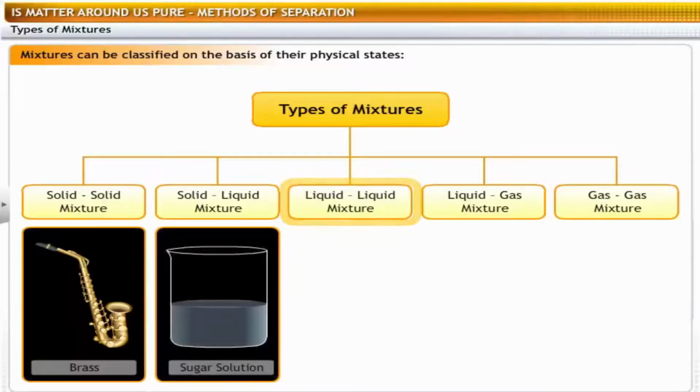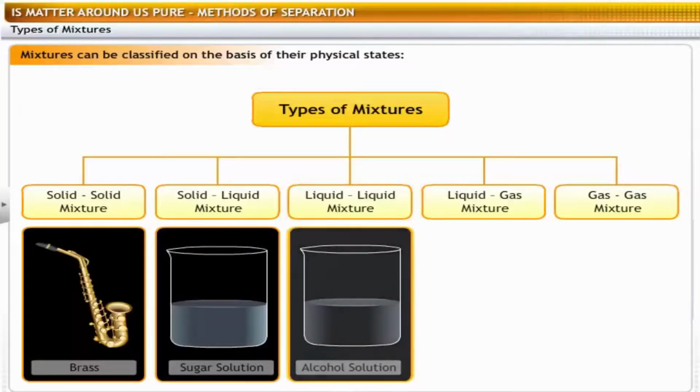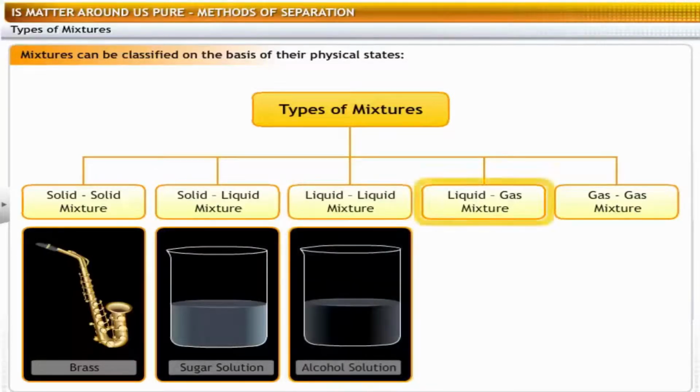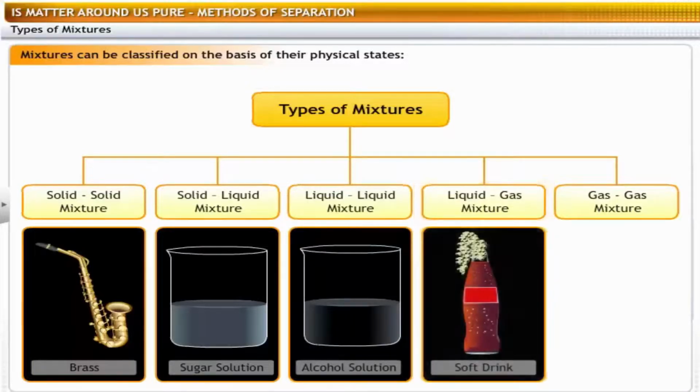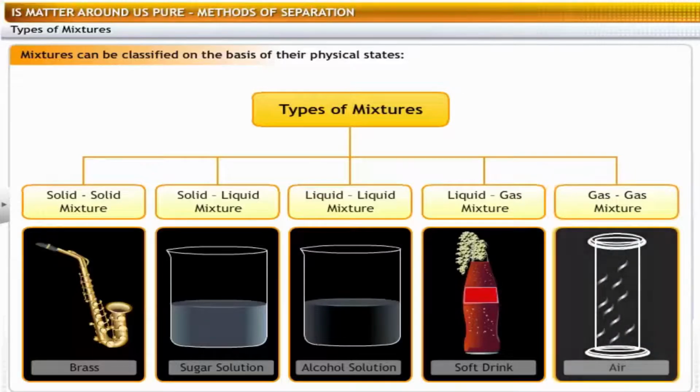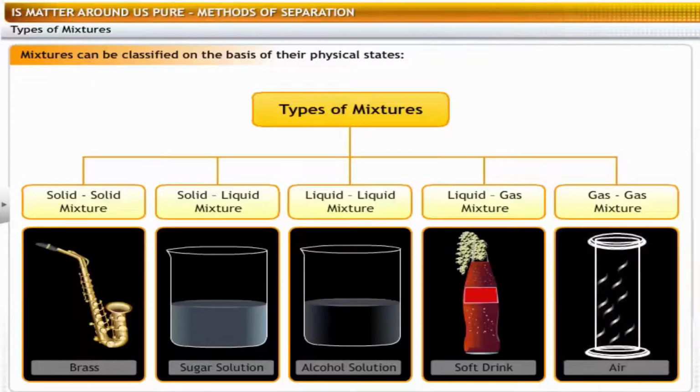Liquid mixture: alcohol in water is a liquid in liquid mixture. Liquid, gas mixture: for example, carbon dioxide mixed in water. Gas mixture: air forms a gas in gas mixture as it is a solution of gases like oxygen, argon, nitrogen, and carbon dioxide. If you are provided with a sample of a mixture and asked to separate the constituents, you first need to figure out the type of the mixture.